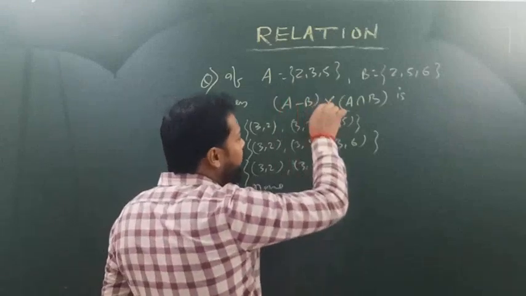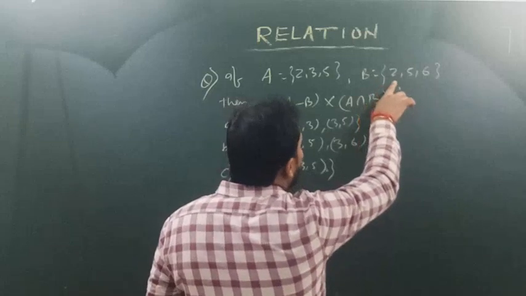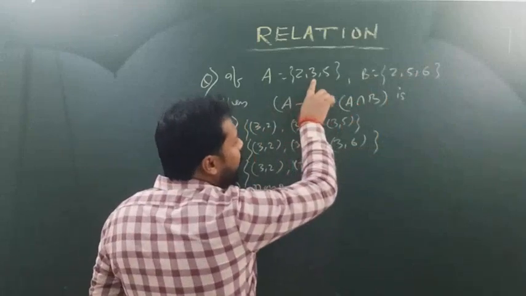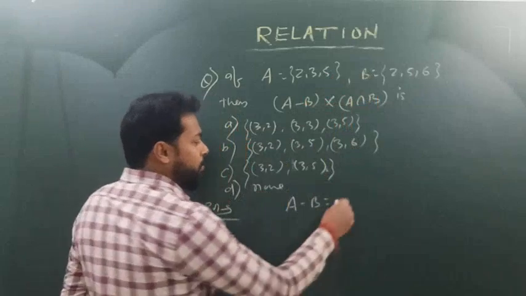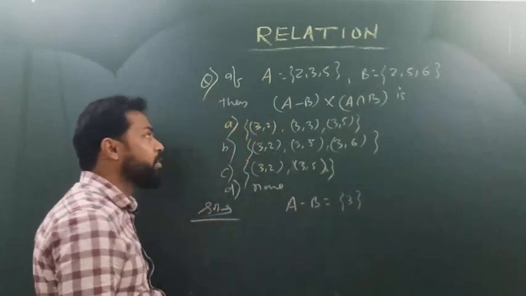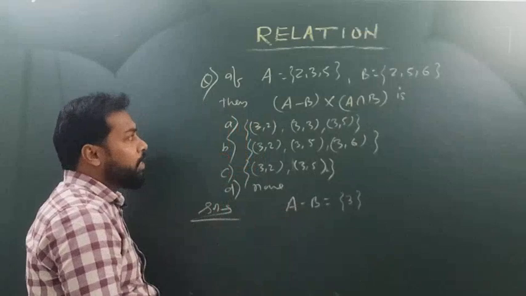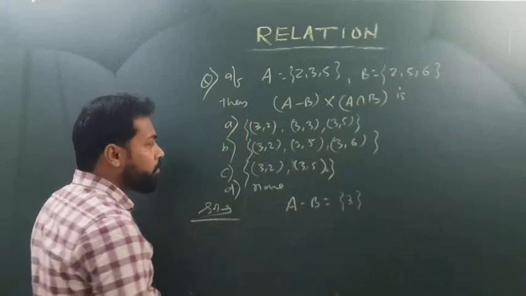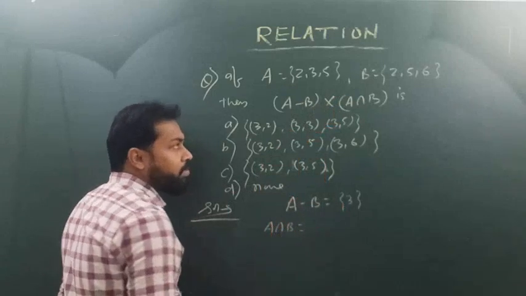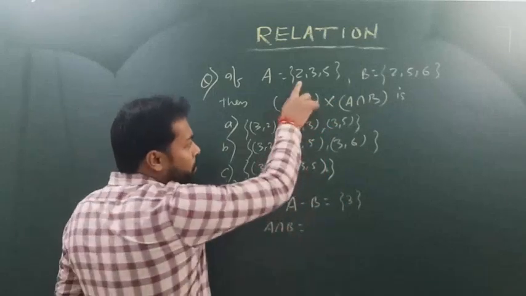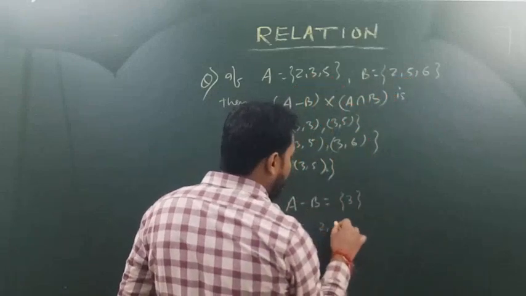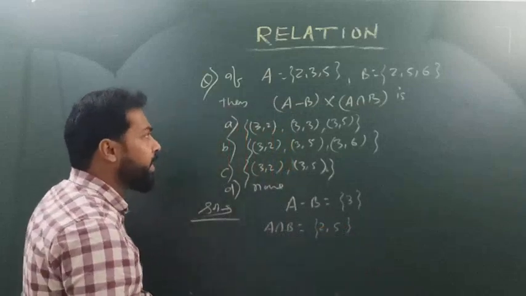In A we have 2, 3, 5. In B we have 2, 5 and 6. So 3 is not present in B. A minus B will be equal to {3}, because 3 is not present in B. Now we will find A intersection B, meaning the common elements between A and B. A has 2, 3, 5 and B has 2, 5 and 6, so 2 and 5 are common to A and B.